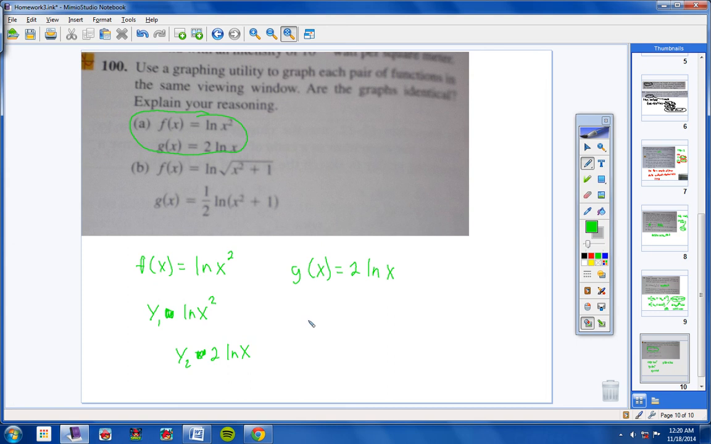And I don't have a picture of that, but you're going to see both graphs will fall right on top of each other. It will look like this. Something like this, if you're in a standard window. Something like that. And then the other graph's going to fall right on top of it. You won't even be able to see it because they're identical. Okay? And that's all they want you to do. Okay, same thing for letter B.